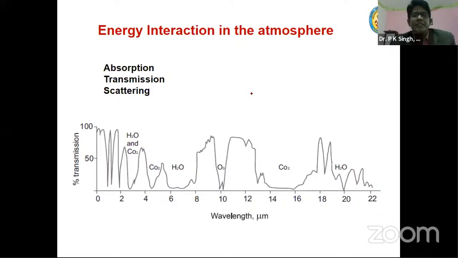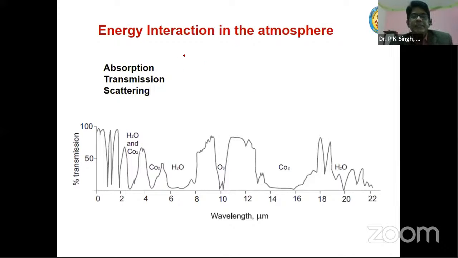Energy interaction in the atmosphere. Most of the time, solar energy is used as a source for remote sensing data collection. There are two types of sensors: active sensors and passive sensors. Active sensors create their own energy and record its reflection, and passive sensors record the energy which is mainly solar energy. Many times radiant energy is also there. They don't use their own source of energy. So active and passive are the two types of remote sensing, on the basis of the energy they utilize to collect the data.